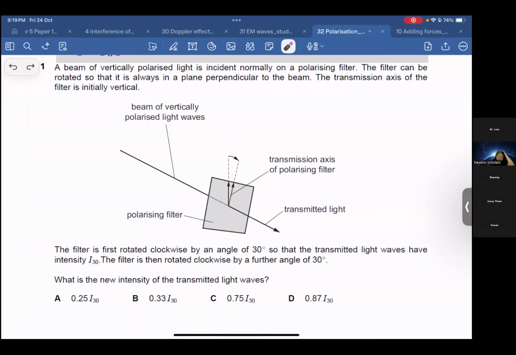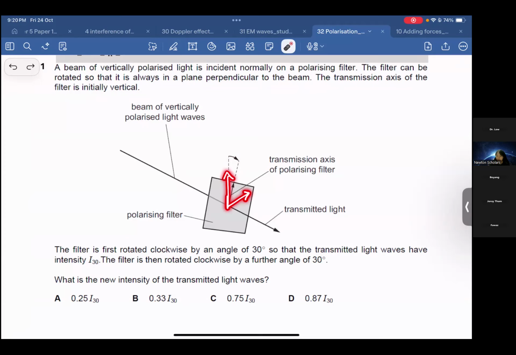After that it rotates. The filter is first rotated 30 degrees, then after that we get intensity of this. So first they rotate 30 degrees. Then after that they further rotate another 30 degrees. That means that in the second case, they are rotating in total 60 degrees. You get what I mean? They make it two cases, two times. The first time they rotate 30 degrees, they get the intensity I30. Then after that, they further rotate another 30 degrees.